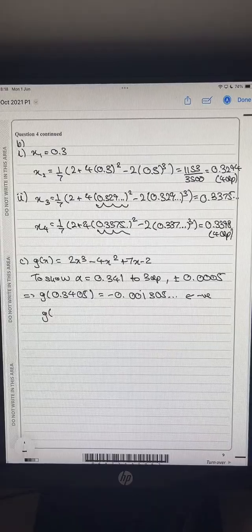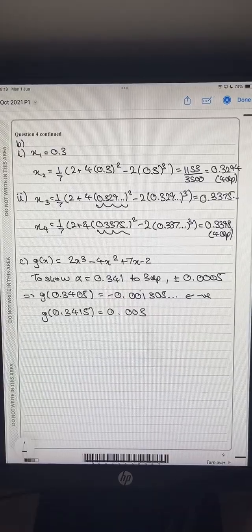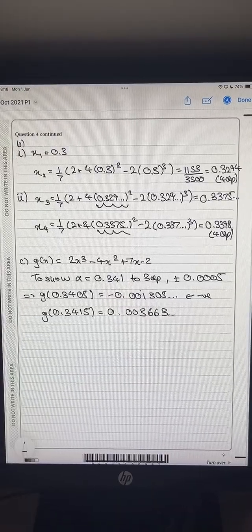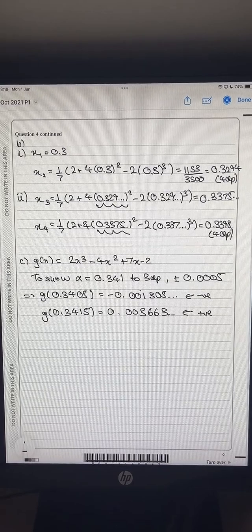And then g(0.3415), so I'm adding this amount onto 0.341. And that gives me 0.003663 and so on. And that's positive. So I'm happy here because I've got a negative value and a positive value. So I've got a change in sign. So all I have to do is write my conclusion.